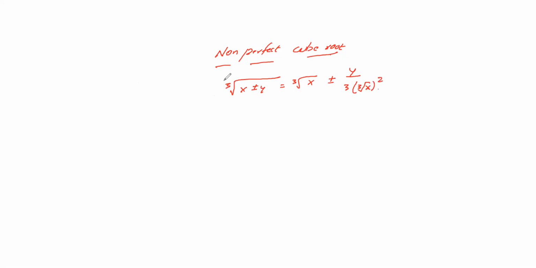Remember this formula. It is similar to your square root one, but here the cube root comes in: cube root of x whole square, and here the denominator 3 comes.